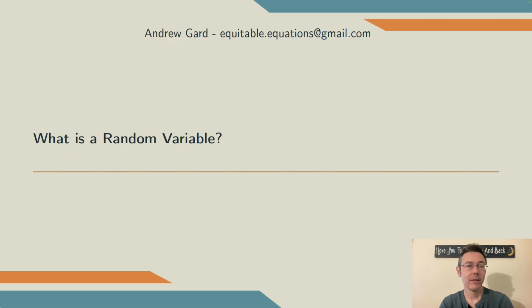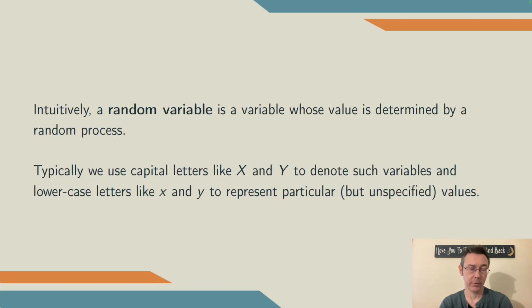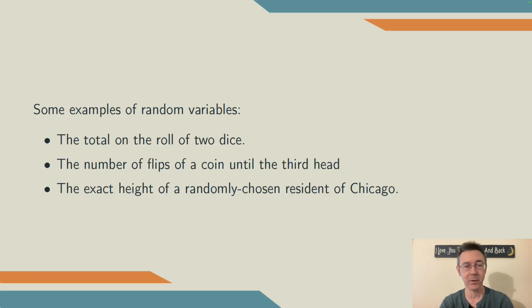Hey everybody. Today we're talking about random variables. Intuitively, a random variable is just a variable whose value is determined by a random process. In terms of notation, we typically use capital letters to represent the random variables themselves, and the corresponding lowercase values to represent particular, but typically unspecified, values of those random variables.